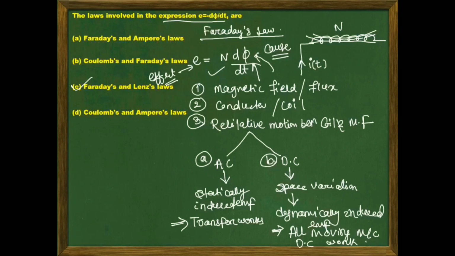That means in the expression E equal to minus N d phi by dt, the minus sign comes because of Lenz's law. And I will give a funny example. In an election, people vote for their desired candidate to find their representative, and once their representative is elected, then he or she doesn't listen to their people. So this is very obvious and a very natural tendency.